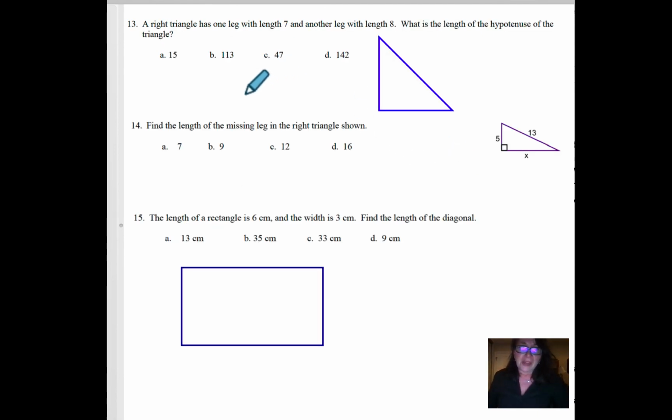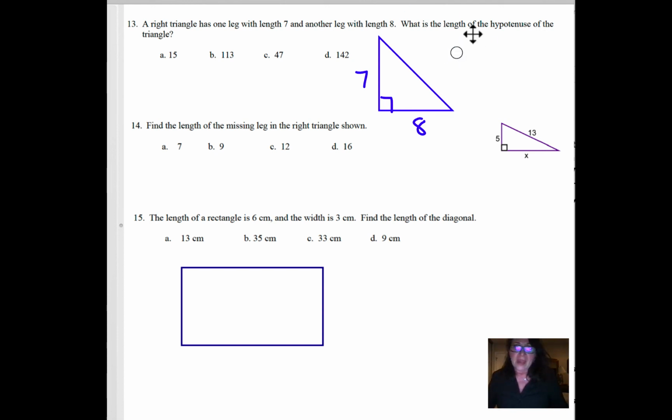For this problem, it says a right triangle has one leg with measure of 7. So we have 7, and we have a right triangle. Another leg of 8. So these are my legs. The legs are not the hypotenuse. The hypotenuse is here. What is the length of the hypotenuse? Well, you're just going to use the Pythagorean Theorem.